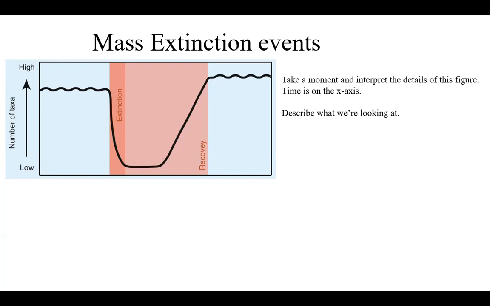Okay, so this figure is from a review paper that's trying to talk about what we can learn from these events, comparing them, even though they're all very different from each other in the details. So can some group walk us through what's going on with this line?